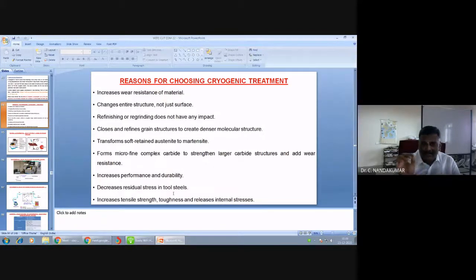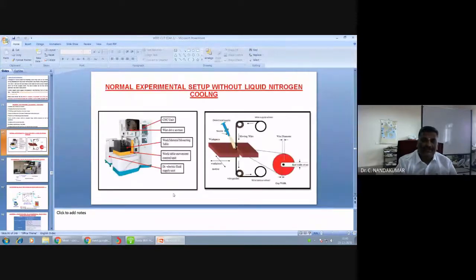Reason for choosing the cryogenic: it increases the wear resistance of the material and changes the entire structure, not just the surface. Refinishing or regrinding does not have any impact. It closes and refines grain structures to create a denser molecular structure. It transforms soft retained austenite to martensite, forms microfine complexes, and increases the performance and durability, decreases the residual stresses in tool steels, increases the tensile strength, toughness, and releases the internal stresses.